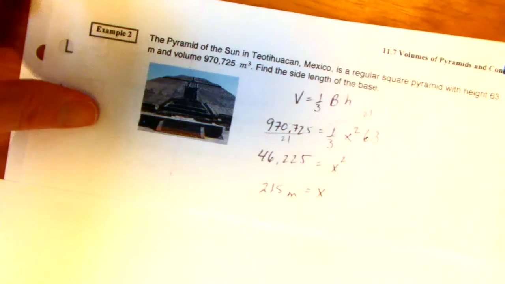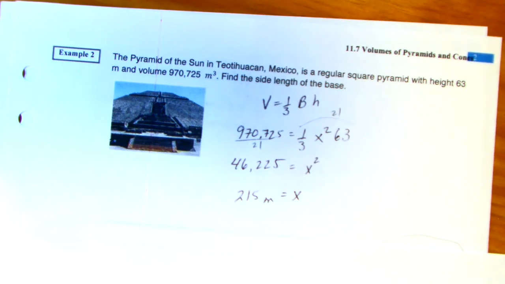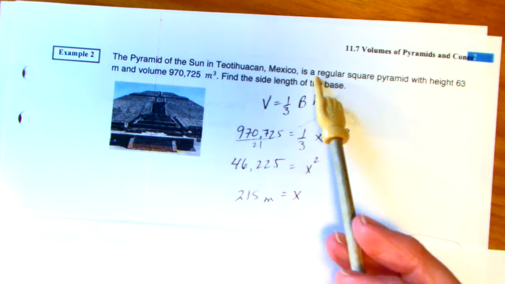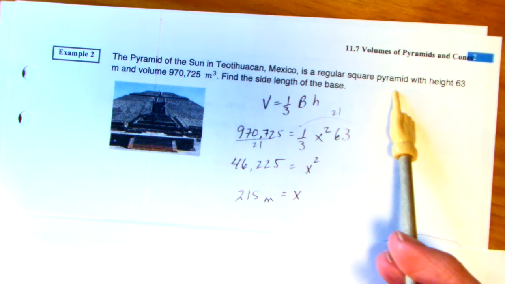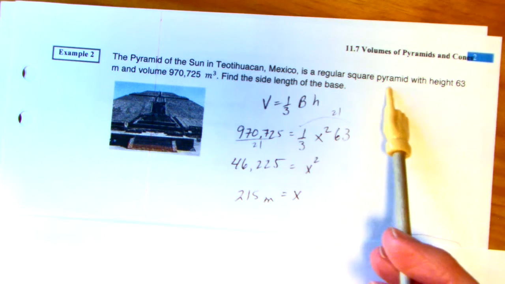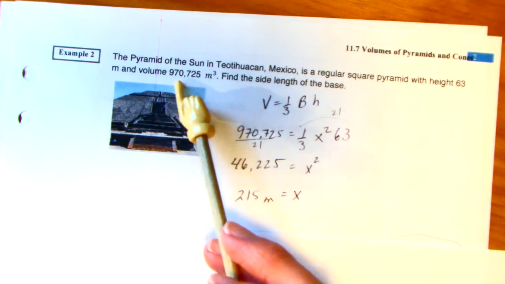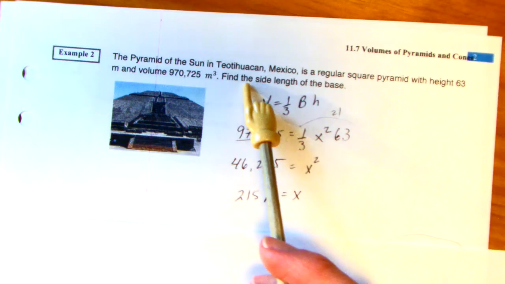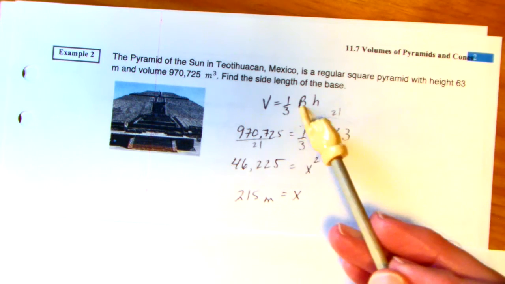Alright, real life problem. The Pyramid of the Sun in Teotihuacan, Mexico. I have no idea if I pronounced that correctly, but it's a regular square pyramid. So it's not a rectangle on the bottom, it's an actual square with the height of 63 and the volume of 970,725 meters cubed. Find the side length. So 1/3 big B times H.